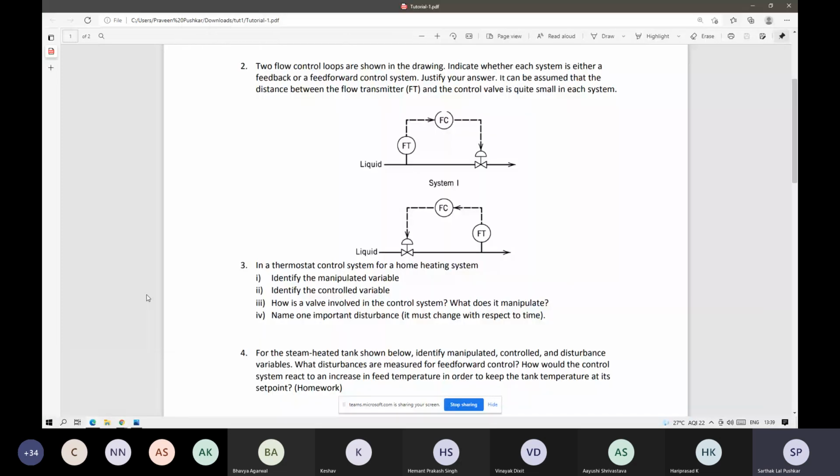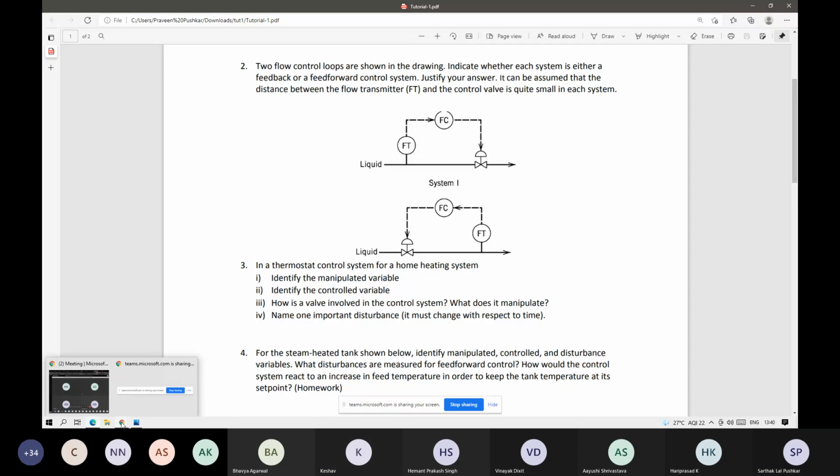In this question, you need to identify the manipulated variable, the control variable, and name an important disturbance, and tell us how the valve is involved in a control system and what it manipulates. So the manipulated variable will be the flow of heat energy, and the control variable would obviously be the room temperature. A valve is used to manipulate the flow of heat energy inside, and the disturbance variable would be the outside temperature, upstream pressure of the heat energy, and it also changes with respect to time as it is asked in the question. Is it clear?